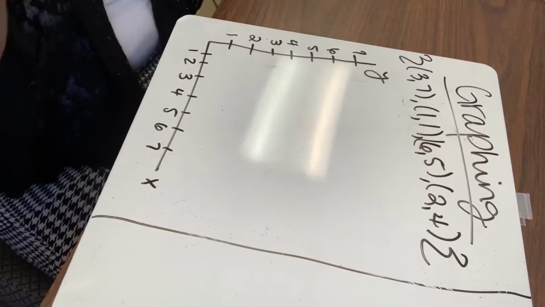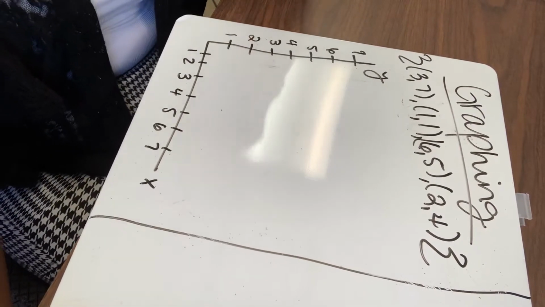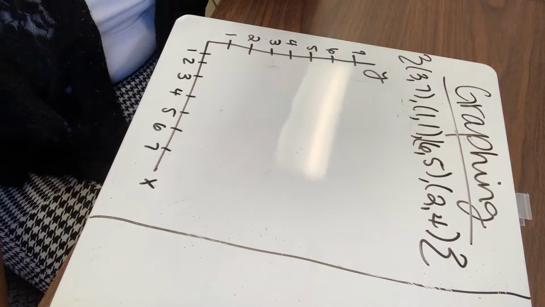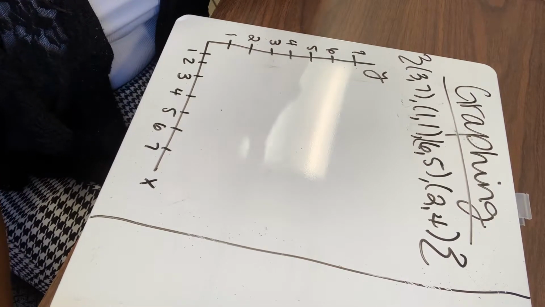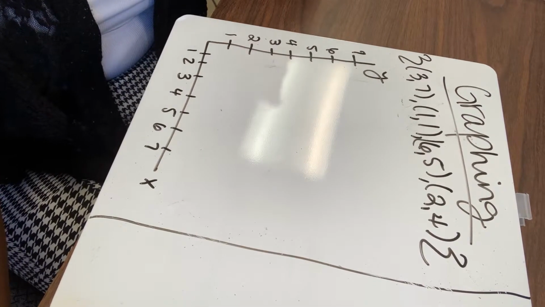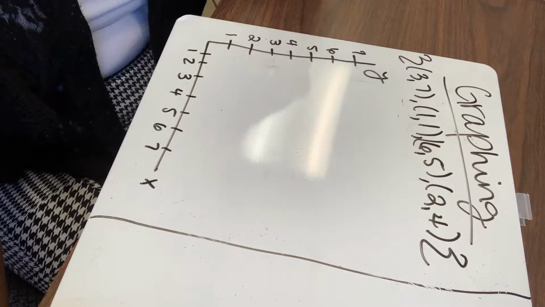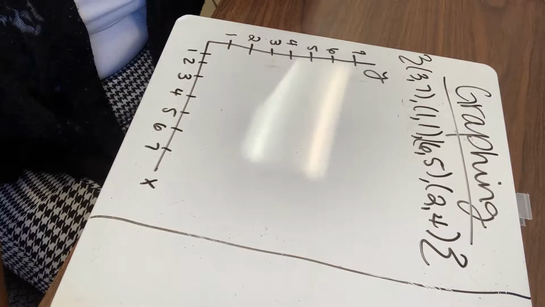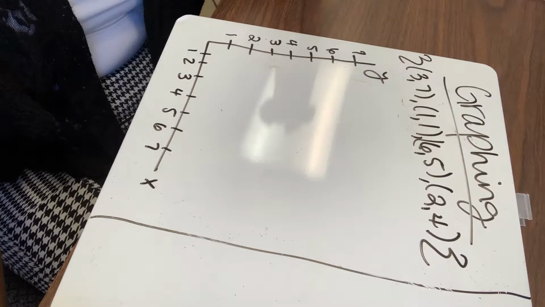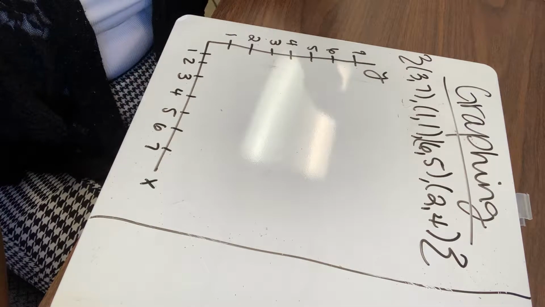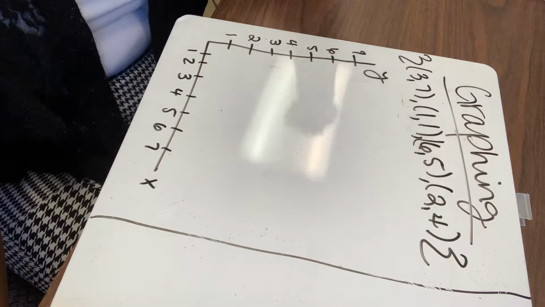Okay guys, now we're going to learn how to graph. I'm also pretty sure that you guys covered this in 6th grade, but just in case you didn't or if you don't remember, we're going to cover it again. Graphing is really easy. It's simple. It's kind of like just adding 2 plus 2. That's how simple it is.